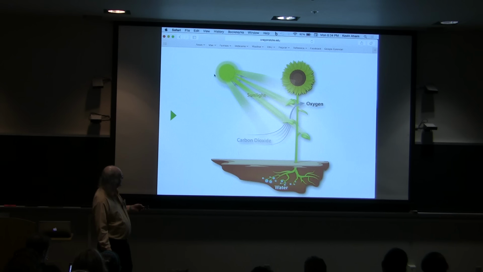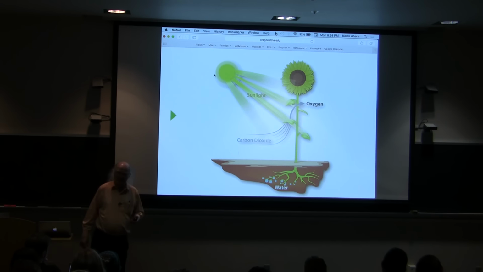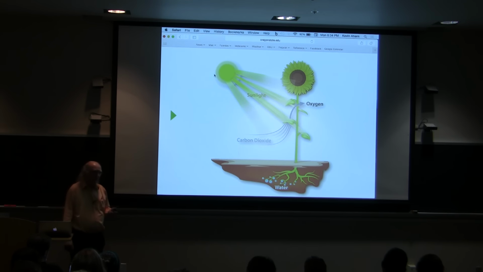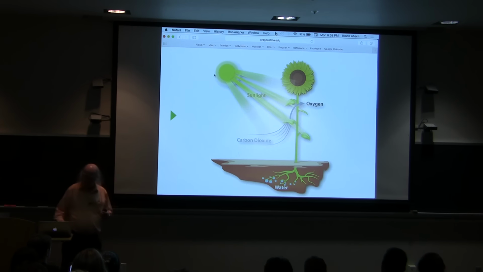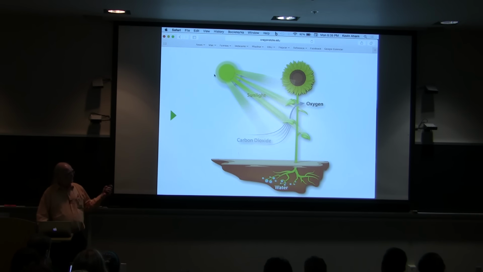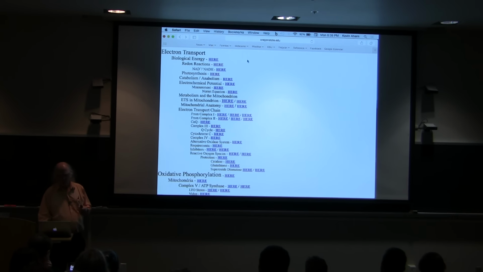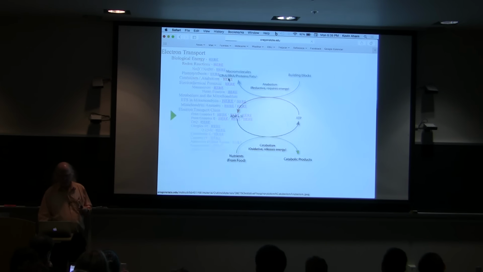Photosynthesis, of course, is the ultimate source of essentially all energy on the face of the Earth. The rare exceptions would be things that are using chemical sources or heat sources deep in the ocean, but for the most part, 99.999% of the energy on the Earth is coming ultimately from photosynthesis.